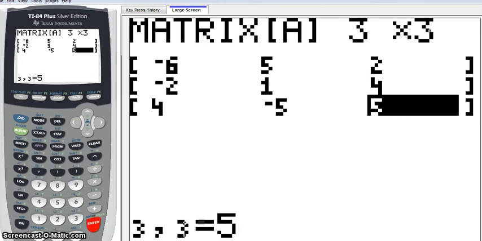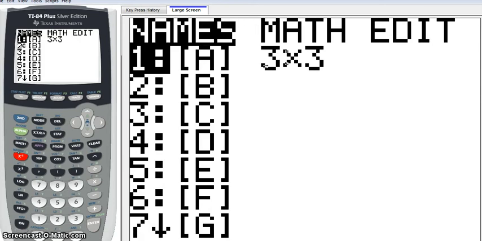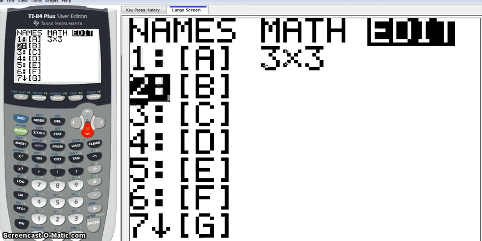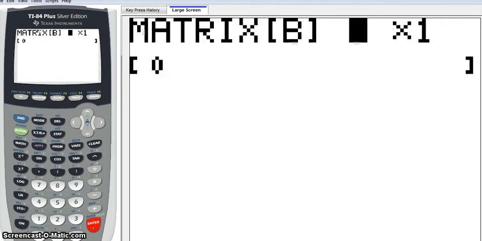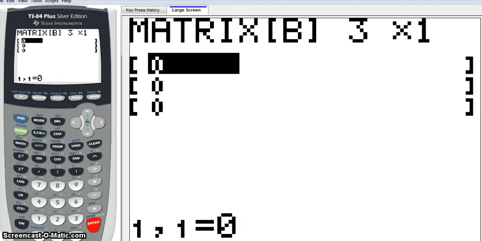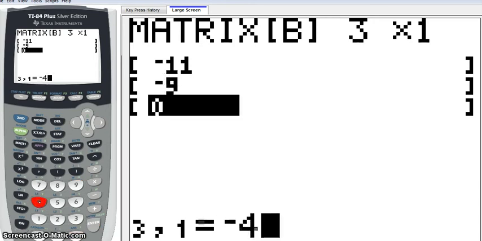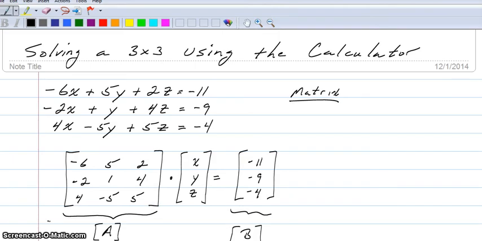All right. Then let's go back to our matrix screen, second x to the -1. We're going to go down to matrix B, and we're going to edit matrix B. This is going to be a 3 by 1. And so these are the solutions. In this case, it's -11, -9, and -4. So there's our B matrix. Okay, now we've got this stuff entered into the calculator.